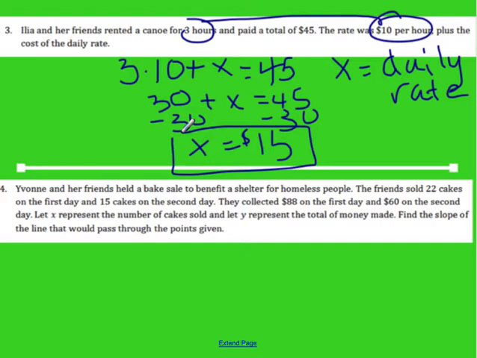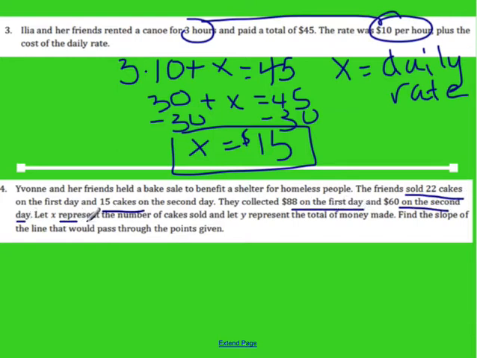Let's take a look at number 4. Yvonne and her friends held a bake sale to benefit a shelter for homeless people. The friends sold 22 cakes on the first day and 15 cakes on the second day. They collected $88 on the first day and $60 on the second day. So numbers are always a good thing to keep track of in a math problem.